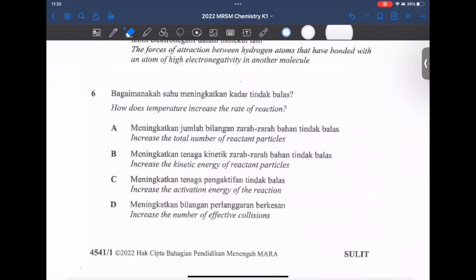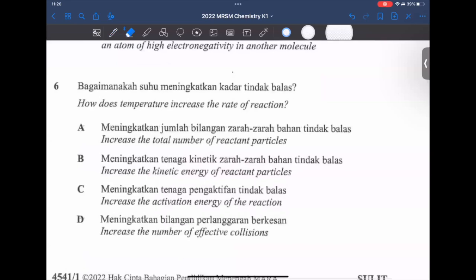Number 6, how does temperature increase the rate of reaction? So usually we talk about rate of reaction, right? When temperature increases, of course it will cause the kinetic energy of the particles to increase. When the kinetic energy of the particles increases, of course the movement speed will also increase. So I think the best answer for number 6 will be B, okay? Increase the kinetic energy of the reactant particles, which then results in higher movement speed. Higher movement speed means more collisions, which means higher rate of reaction, technically.